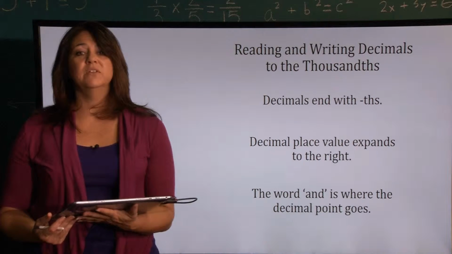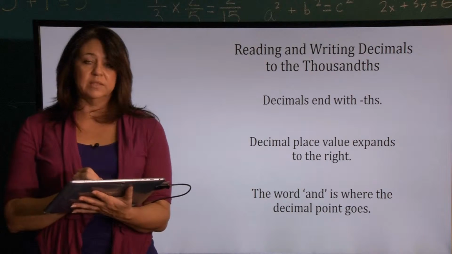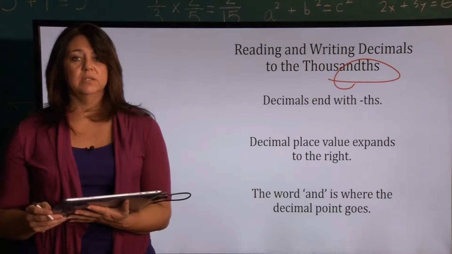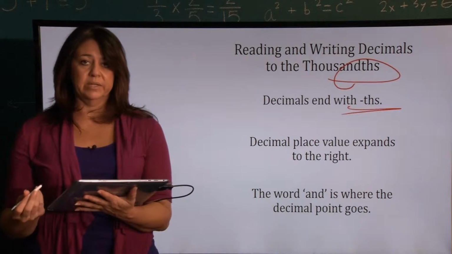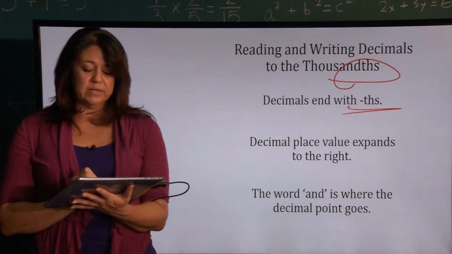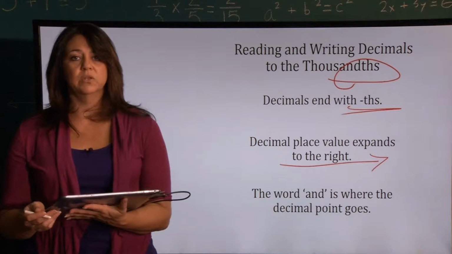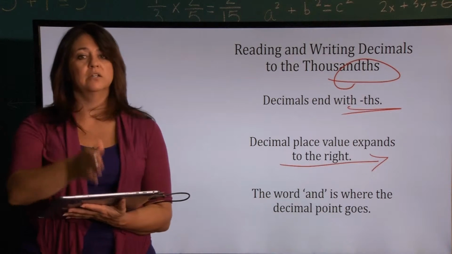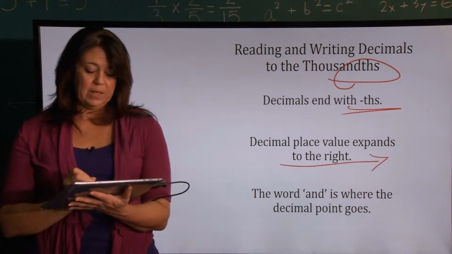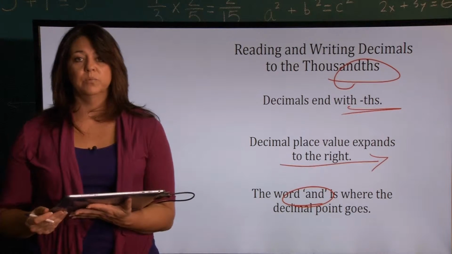Hello, the topic for this video is reading and writing decimals to the thousandths place. You know you're dealing with decimals when you have that THS at the end of the place value word. Remember, decimal place value expands to the right, and that's what we're going to be looking at so we know if we're dealing with the tenths place or the hundredths place. The word "and" is going to be where your decimal point goes.